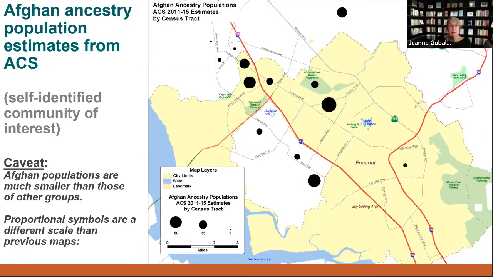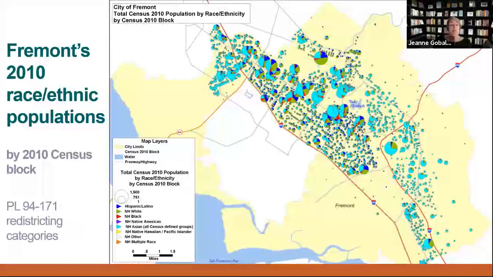And that's true, that under the Federal Voting Rights Act, they would not be considered capable of forming a majority in a single election district. But under the California Voting Rights Act, that's not the case. Afghan populations are therefore not to the same scale as in the previous maps.